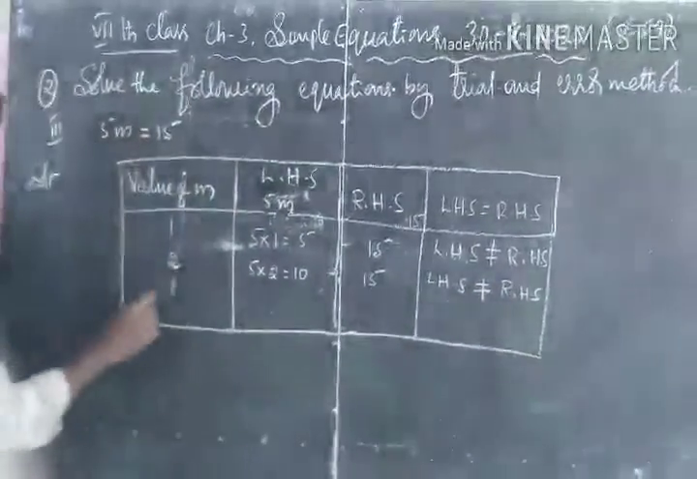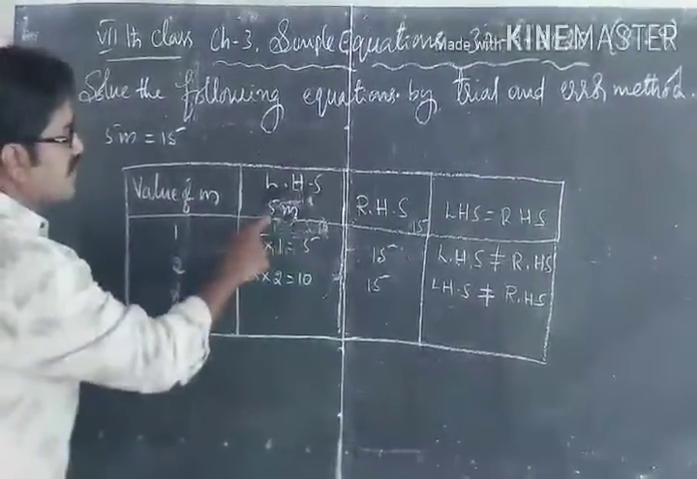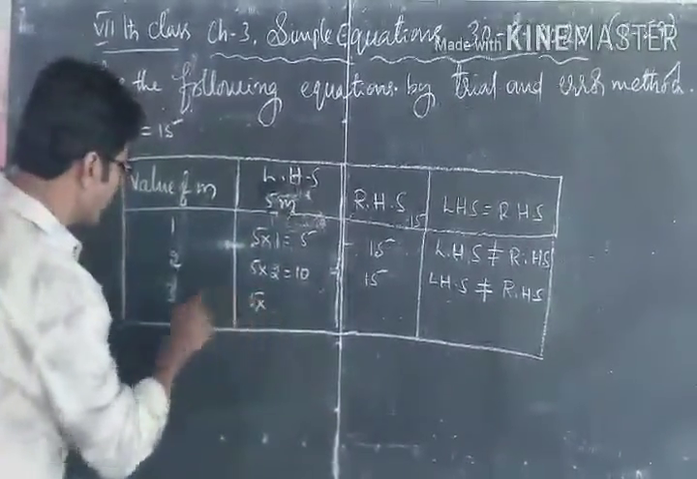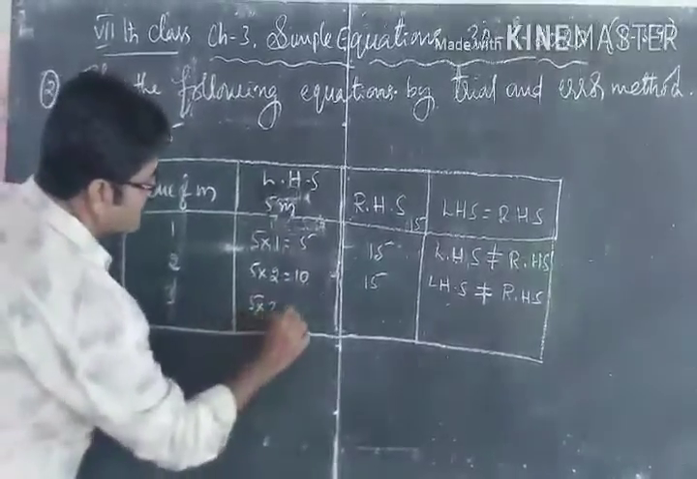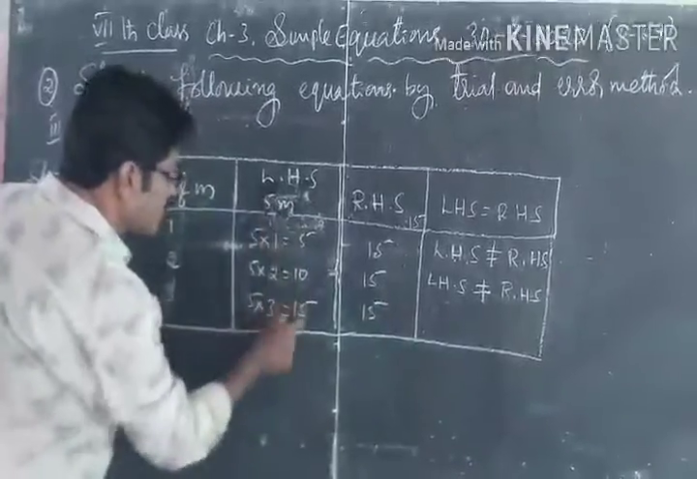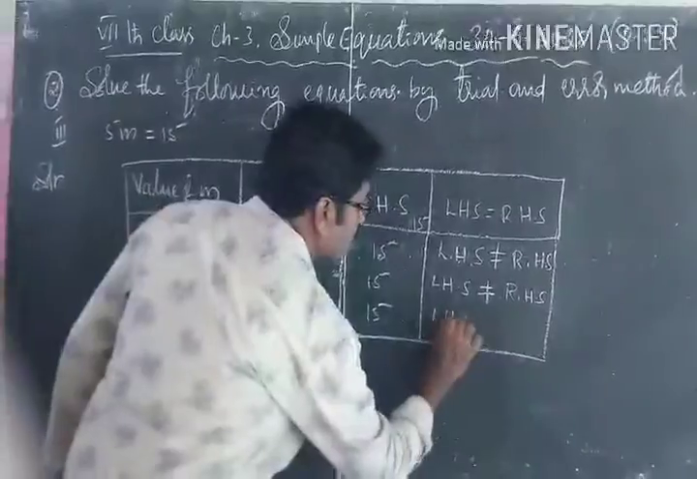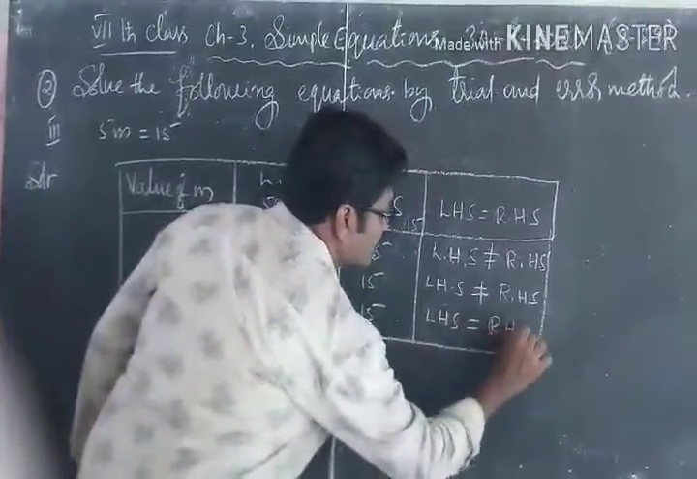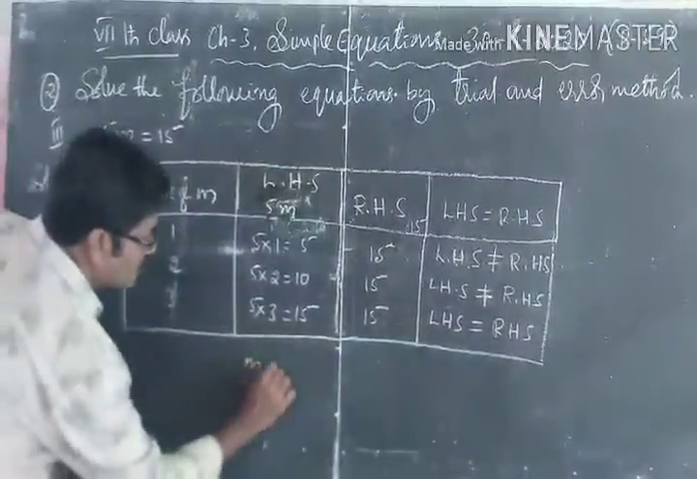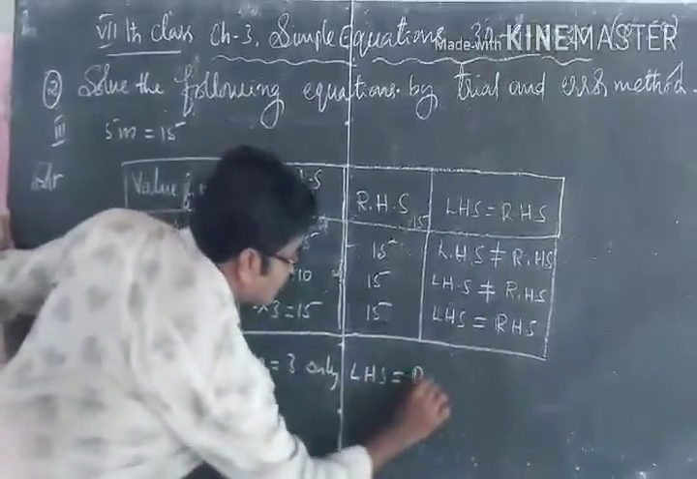See, value of m is equal to 3 you want to take. In place of m, 3. 5m means 5 into m. 5 into 3 is equal to 15. RHS, how much is there? 15. LHS is equal to 15, RHS is equal to 15. Both sides equal now. LHS is equal to RHS. See, m is equal to 3 only.